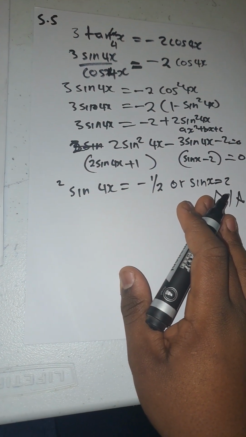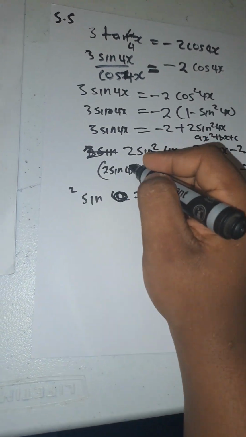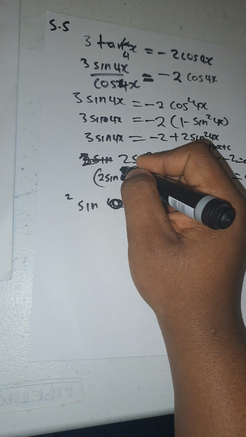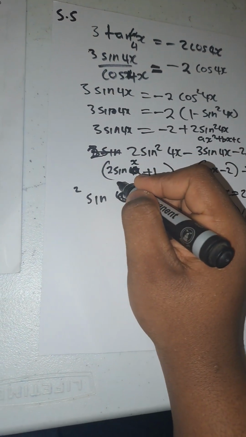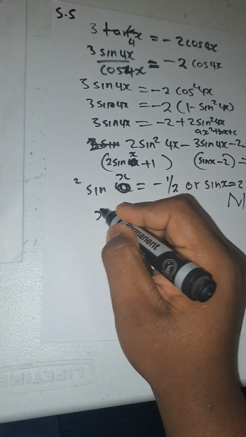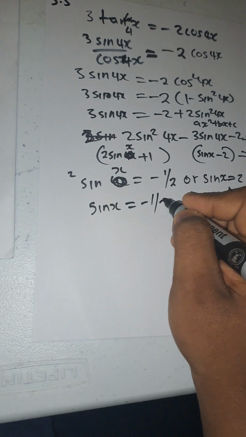Let's continue. Why did I put my 4x? I make silly mistakes. So my sine 4x is equal to minus half.